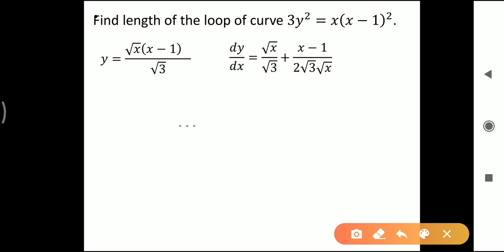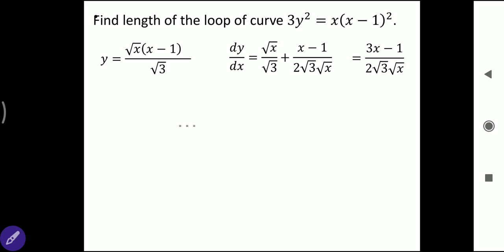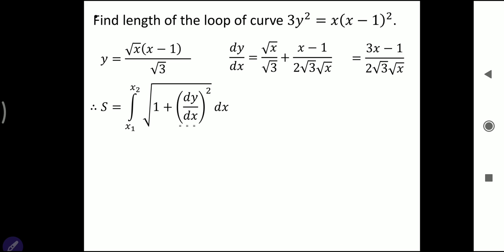Okay. Now let us put these values in the formula. If you simplify it, you are going to get dy by dx as 3x minus 1 upon 2 root 3 root x. Now put this value of dy by dx in the formula. S is equal to integration from x1 to x2 under root 1 plus dy by dx whole square dx.